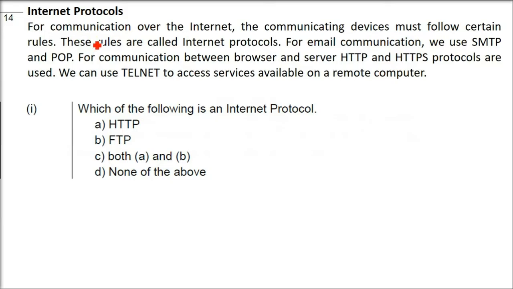Internet protocols. For communication over the internet, the communicating devices must follow certain rules. These rules are called internet protocols. For email communication, we use SMTP and POP. For communication between browser and server, HTTPS protocols are used. We can use Telnet to access service available on a remote computer. On the basis of this, the question is, which of the following is an internet protocol?